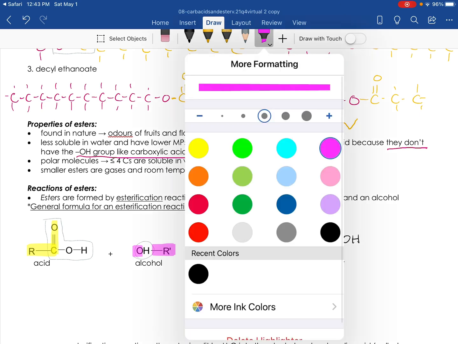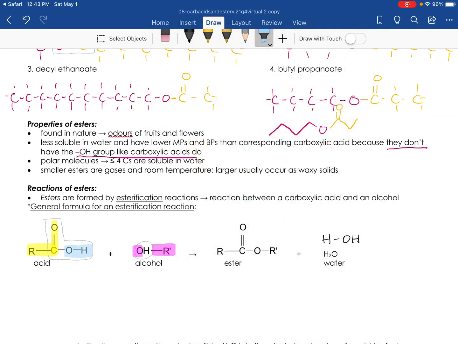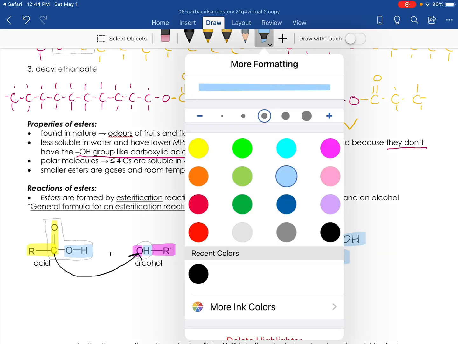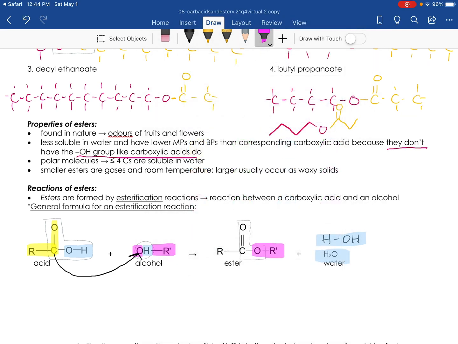Water's blue, so I'm going to highlight it blue. This OH and this H come together to make water. And in order to make sure carbon has 4 bonds, this carbon is going to connect to the oxygen, making the ester functional group. So this chain comes from the alcohol and this part comes from the acid. How do I know the yellow part comes from the acid? Because an acid has a C double bond O and an alcohol does not.